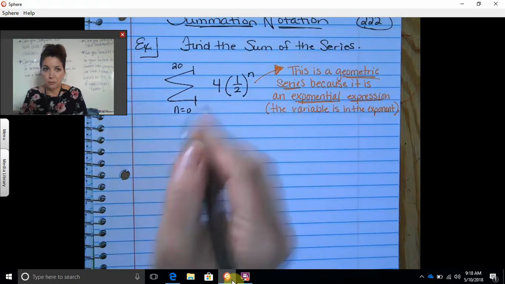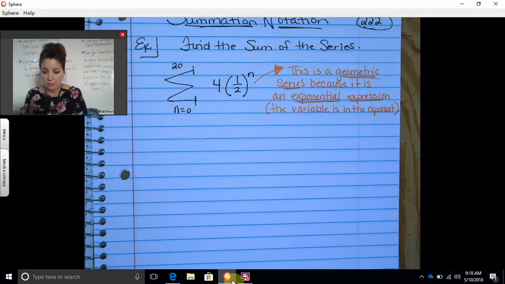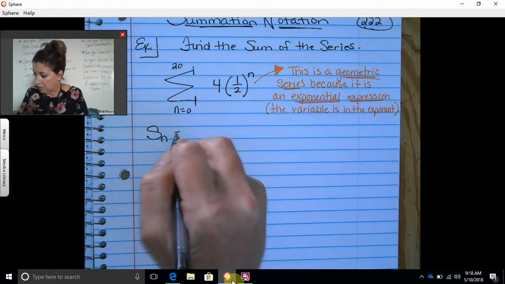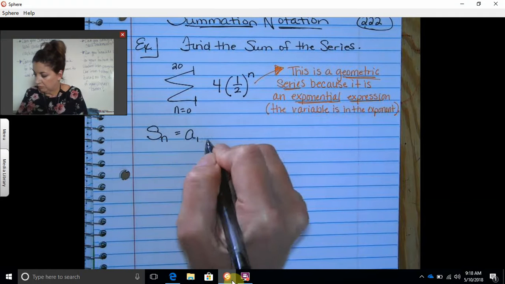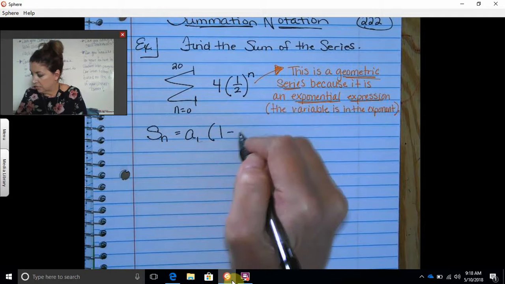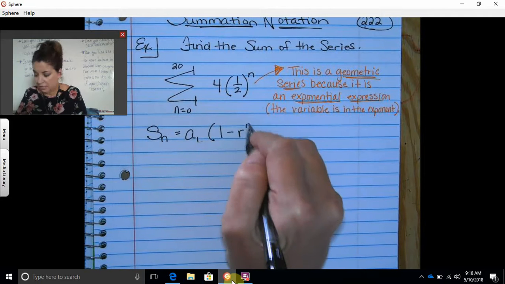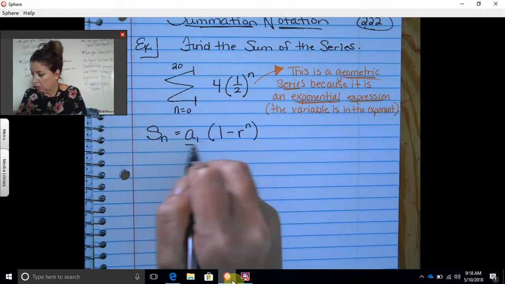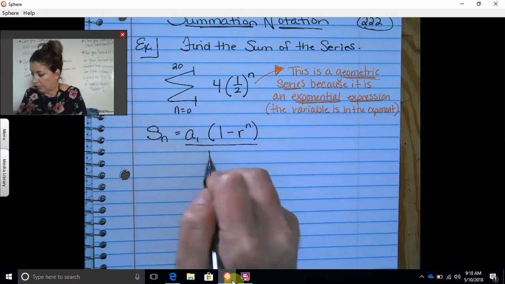So let's write that formula out and see what we need to know to be able to evaluate that formula. That's S sub n equals A sub 1, open parentheses, 1 minus r raised to the n, close parentheses, quantity divided by 1 minus r.